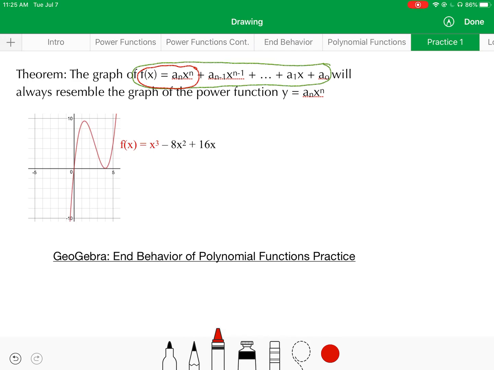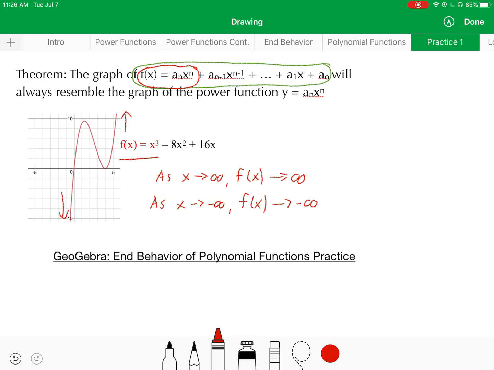So notice the example here. We have a cubic polynomial function graph. f of x equals x cubed minus 8x squared plus 16x. And notice that the end behavior of that curve is the same as the end behavior for f of x equals x cubed, right? As x is approaching positive infinity, f of x is approaching positive infinity. We're talking about this side of the curve. And then as x approaches negative infinity, f of x is approaching negative infinity, this side of the curve.